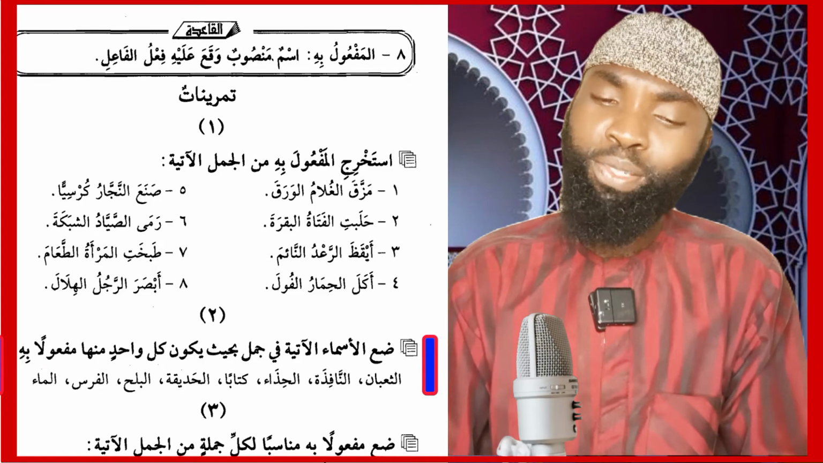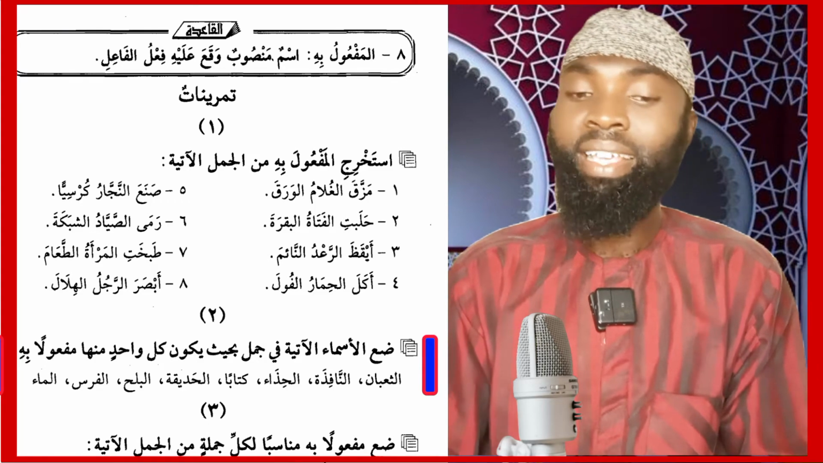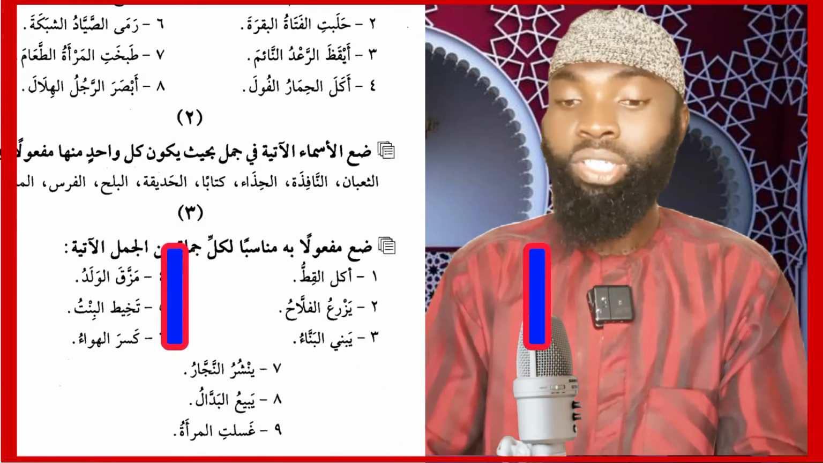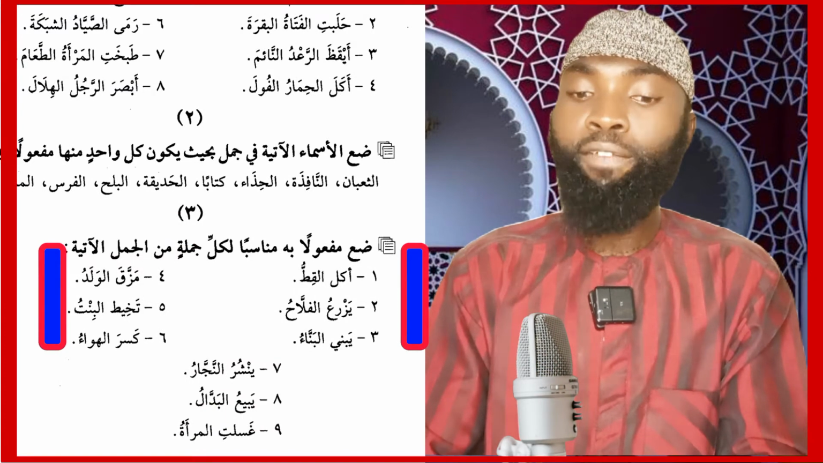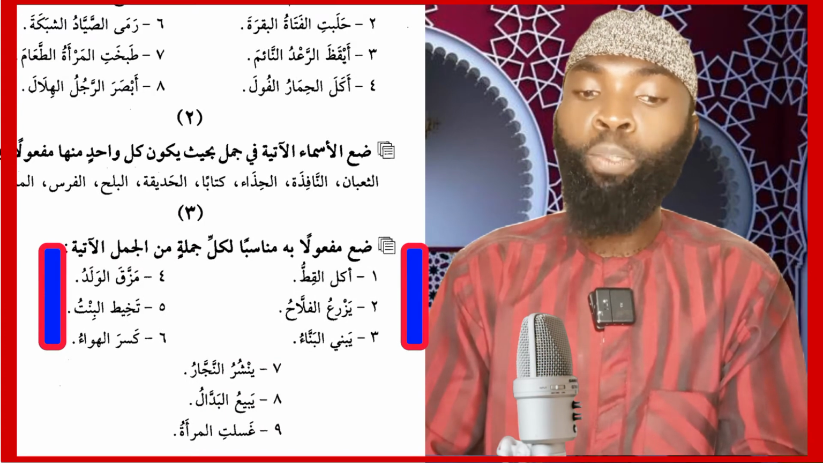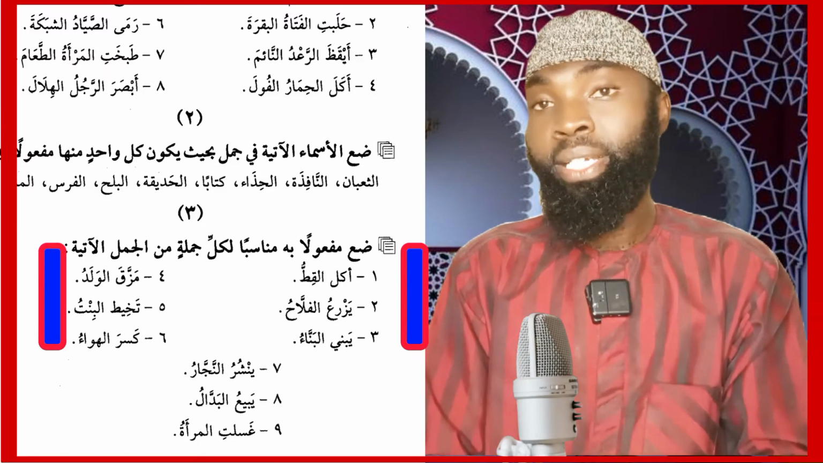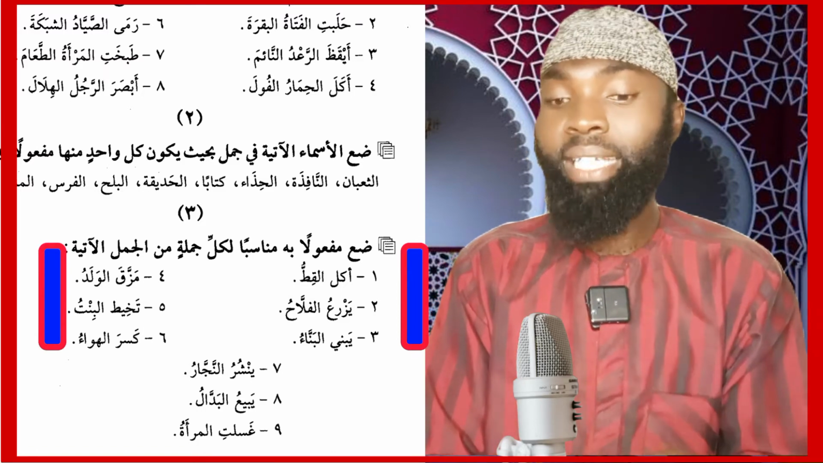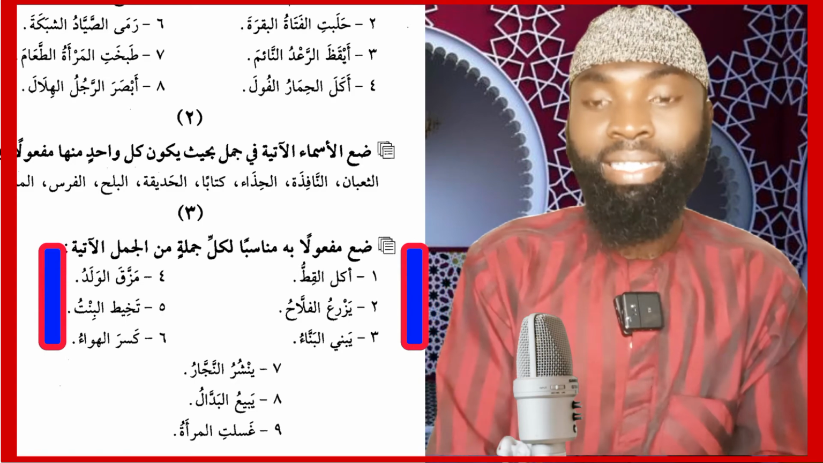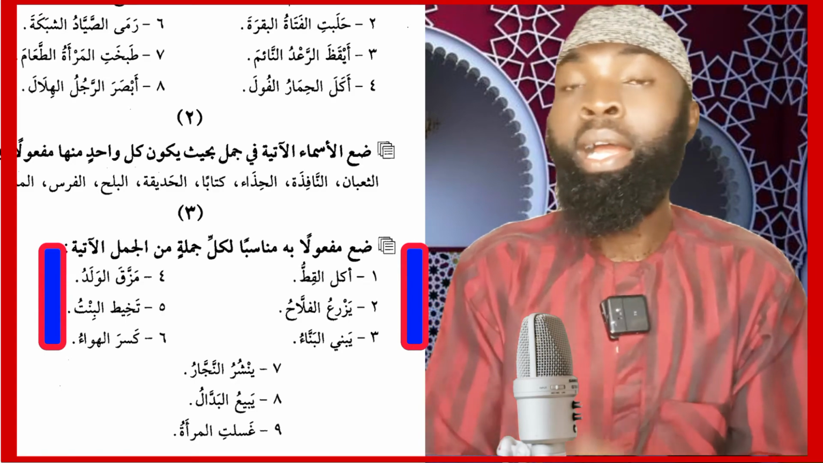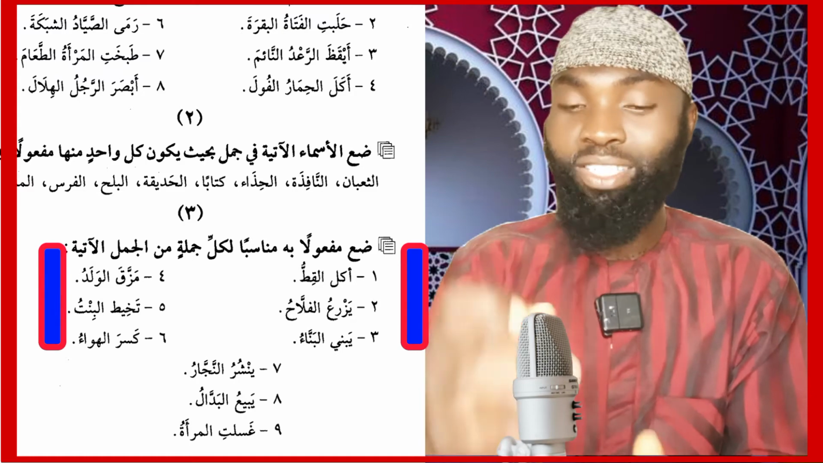So let's move on to Tamrinul Thalis, the third exercise. The instruction says: ضع مفعولا به مناسبا لكل جملة من الجمل الآتية. Place an appropriate maf'ulun bih, an appropriate object in the following sentences. The following sentences require an appropriate what? Object. So let's put them.